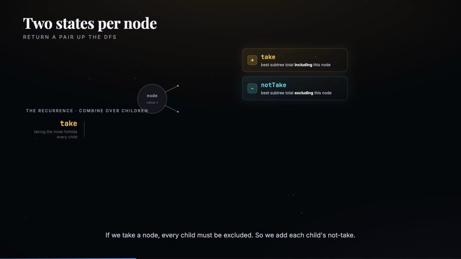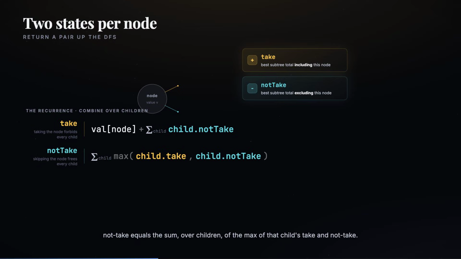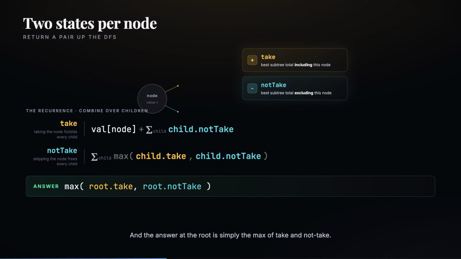If we take a node, every child must be excluded, so we add each child's not take. Take equals the node's own value plus the sum of the children's not take. If we do not take the node, each child is free. It may take itself or not, whichever is better. Not take equals the sum over children of the max of that child's take and not take. And the answer at the root is simply the max of take and not take.